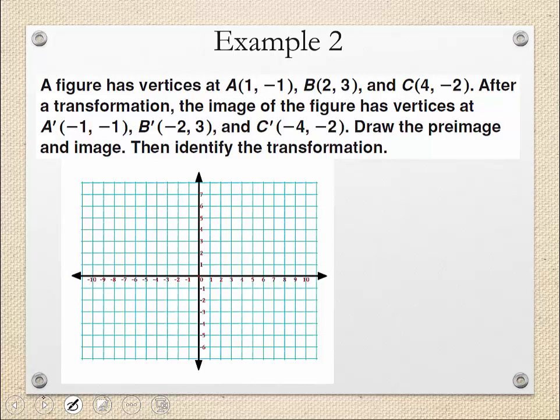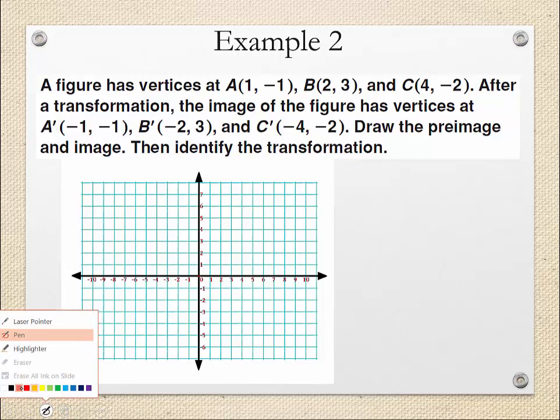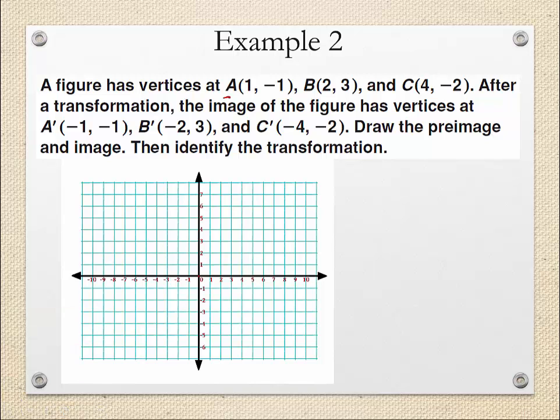So a figure has vertices at A, B, and C. After a transformation, the image of the figure has vertices at A prime, B prime, and C prime. Draw the pre-image and the image, and then identify the transformation. So let's make our pre-image red. A is at (1, -1). B is at (2, 3). And C is at (4, -2).